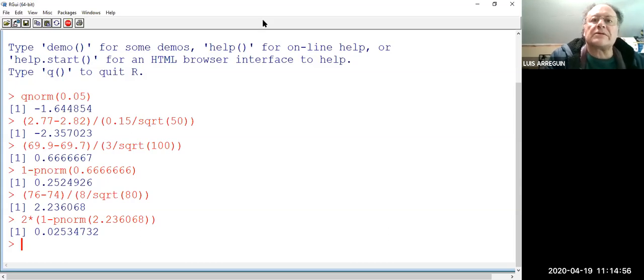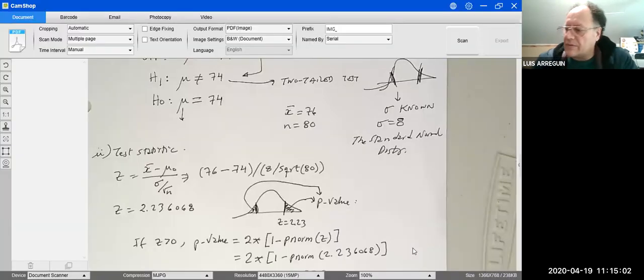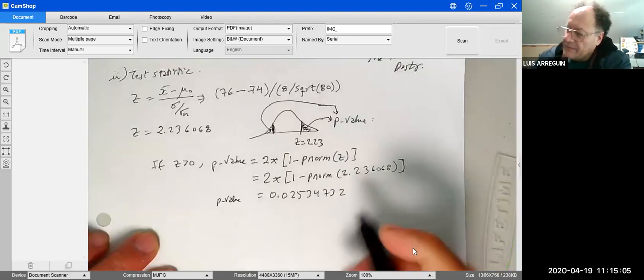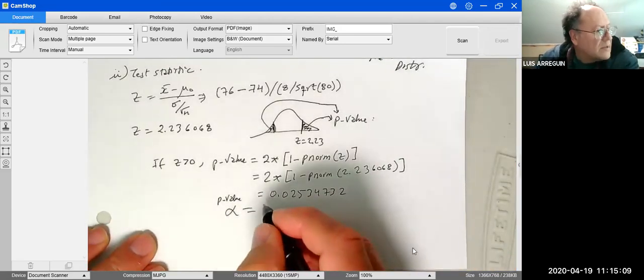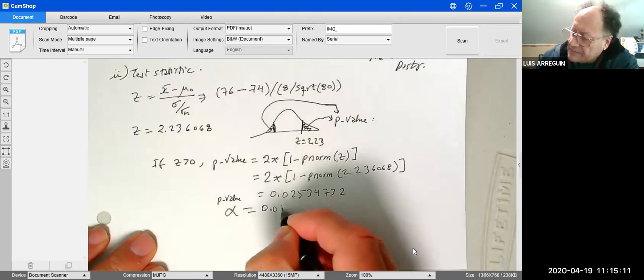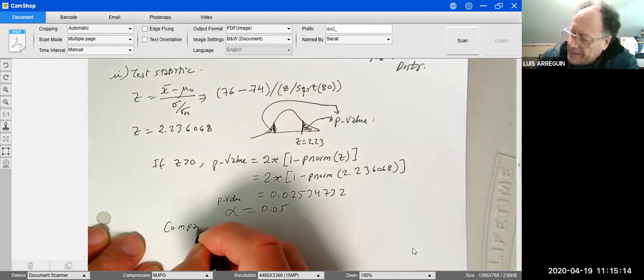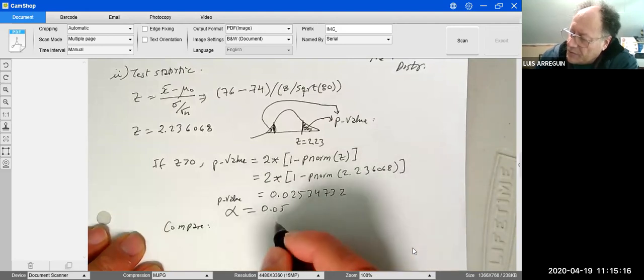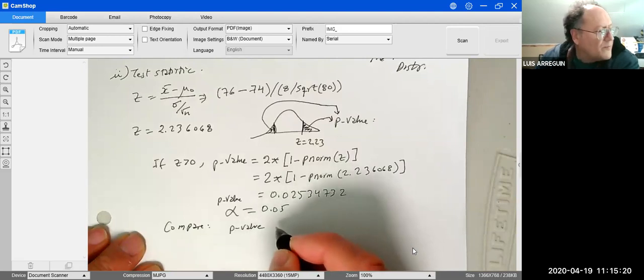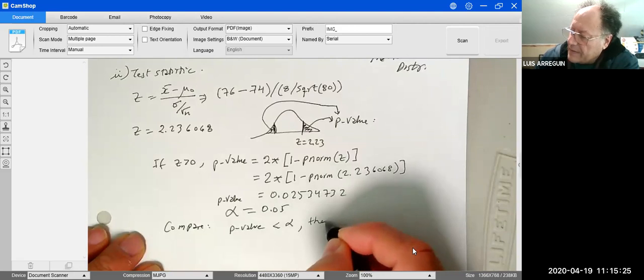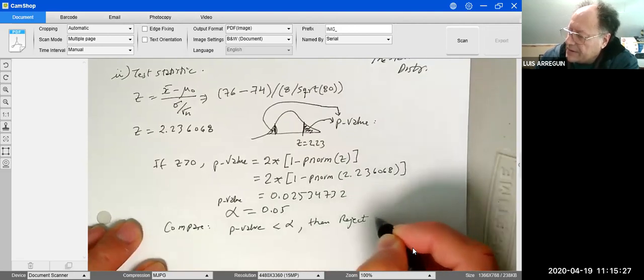So let's do our comparison with alpha to make a decision. We're writing here the p-value that we found by using R. Now we have alpha equals 0.05. We compare and find that our p-value is less than alpha, so then we can reject the null.